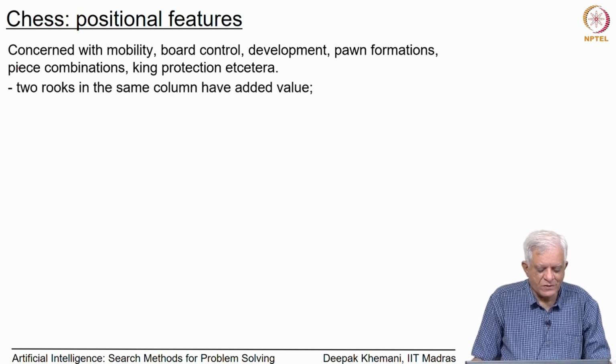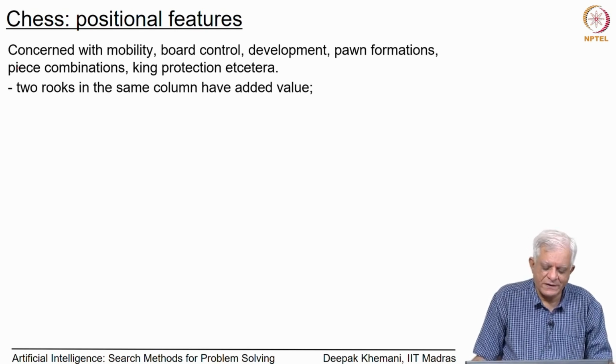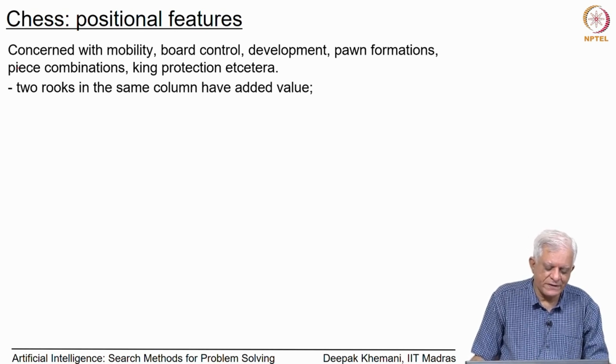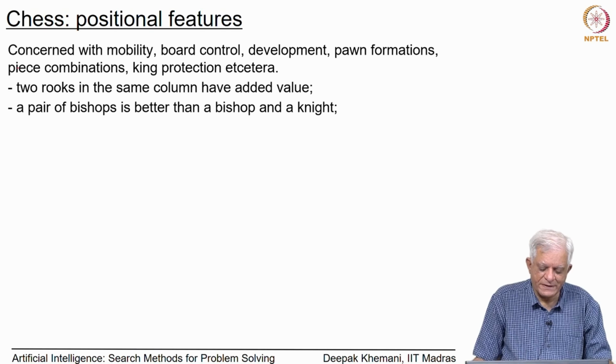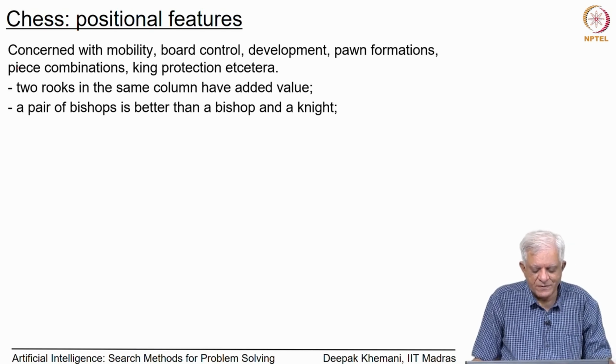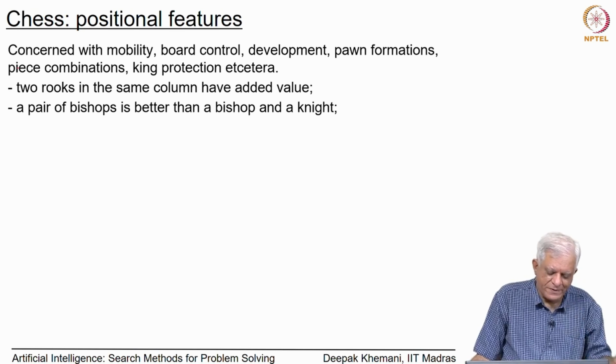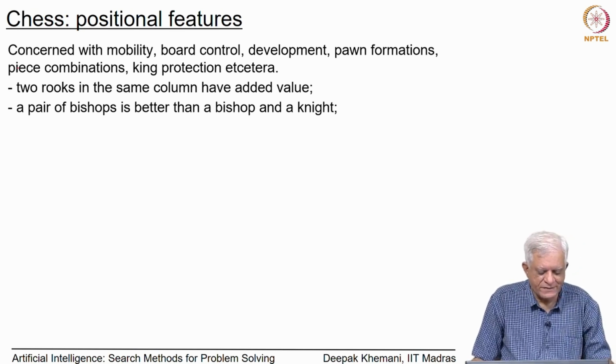For example, two rooks in the same column have added value, because the rooks can move either vertically or horizontally, and if they are in the same column, they are protecting each other. So, the other rook can freely move up and down. A pair of bishops is better than a bishop and a knight. Those of you who have tried end games would observe that with two bishops you can checkmate an opponent, but with a bishop and knight you cannot.